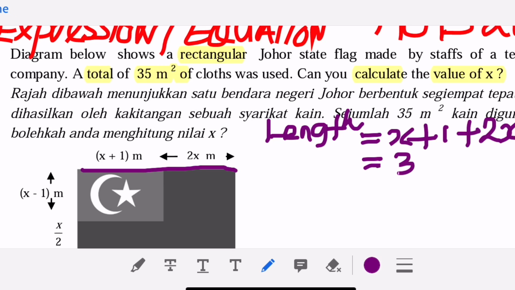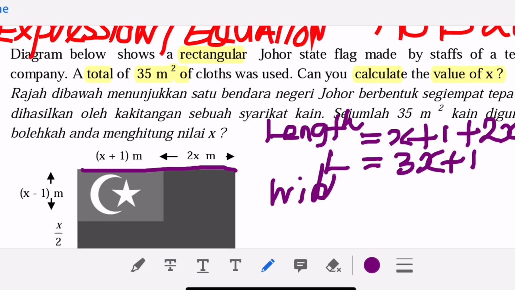Now we need to simplify. It becomes x plus 2x is 3x, plus 1. So that is the length. Okay, we solve the length first. So you take the x plus 2x plus 1, you solve it first. And then now you solve the width.